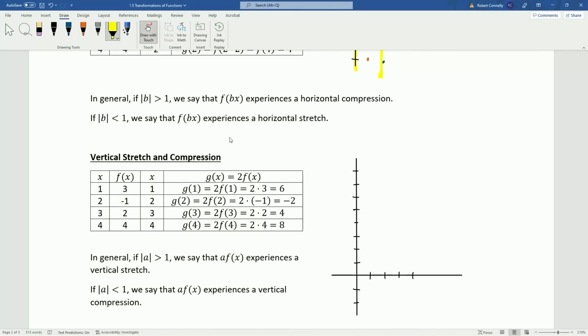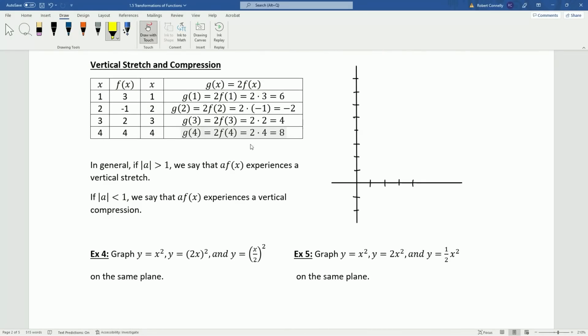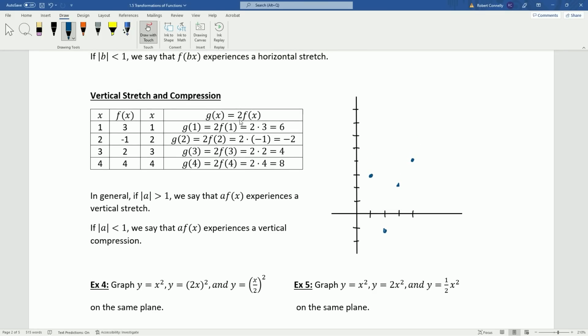Okay, let's take a look at the vertical stretch and compression. All right, same starting point here. But now, the function we're looking at, g of x equals 2 times f of x. So, f of x is being evaluated first, and then multiplying the result by 2. So, g of 1 equals 2 times f of 1, which is 2 times 3, which is 6. So, this is 6. G of 2 is 2 times f of 2, which is 2 times negative 1, which is negative 2.